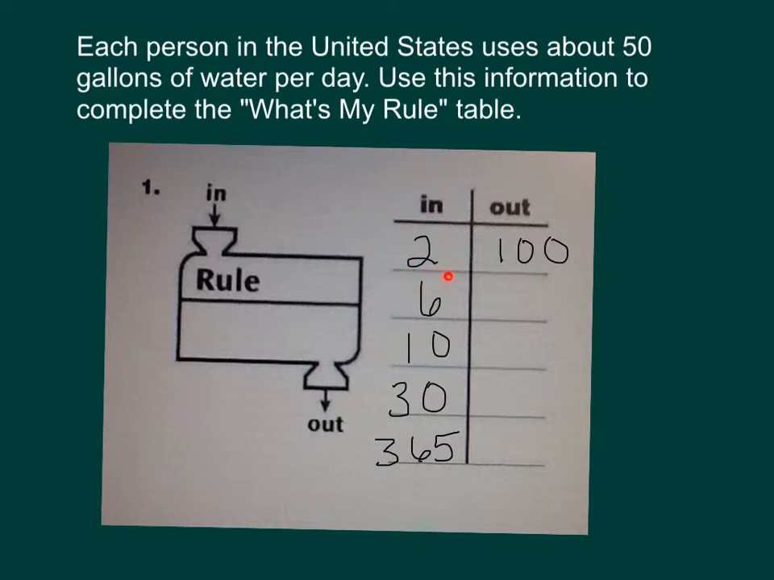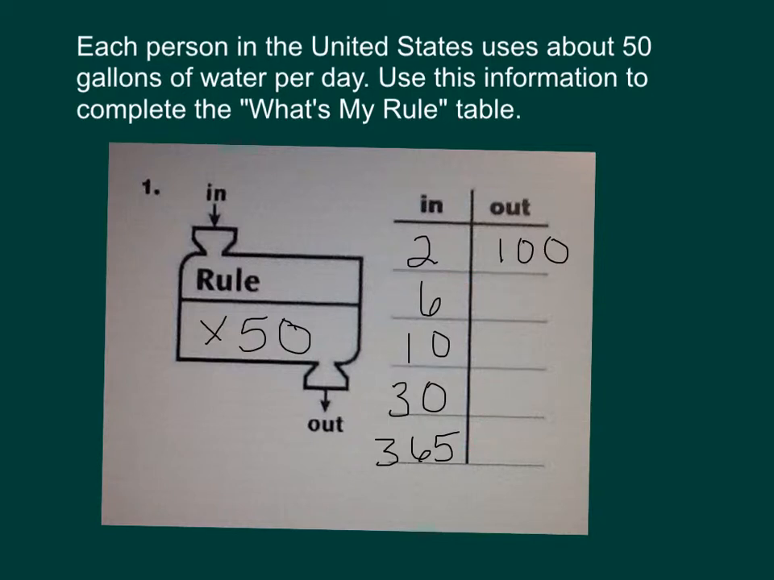In was 2. Out was 100. What was done here? So we multiply by 50. Turn and talk with your partner about how we would figure out the next 4 to figure out what the out is.